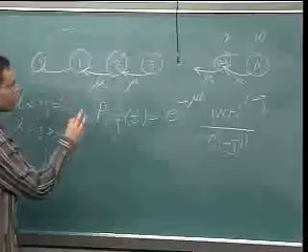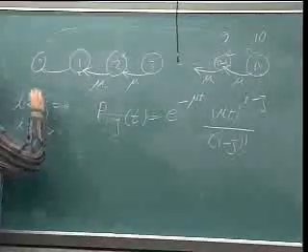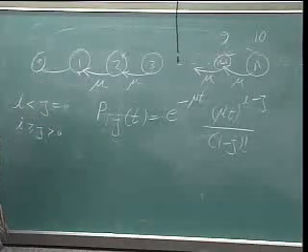Now this would be good for this case, up to 1. But there is a small problem for coming to j equal to 0. Any guess what's the problem?